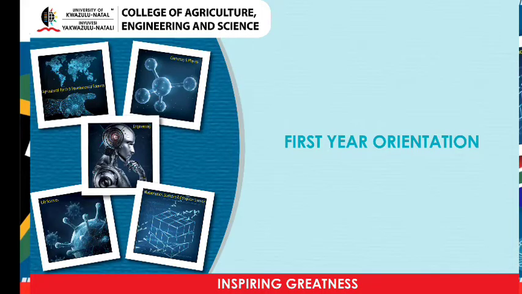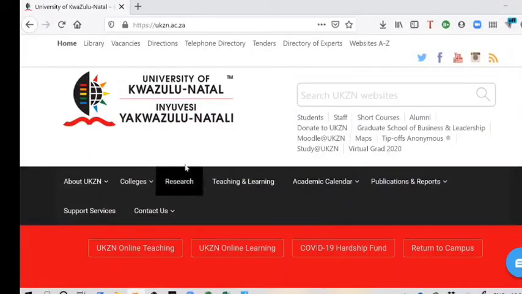Okay, so I'm going to tell you how to find the timetable website, and I'm going to show you how to use it to download the timetables for each of your modules. Okay, so how to find it? There are two ways. The one way is to navigate from the UKZN website, right?